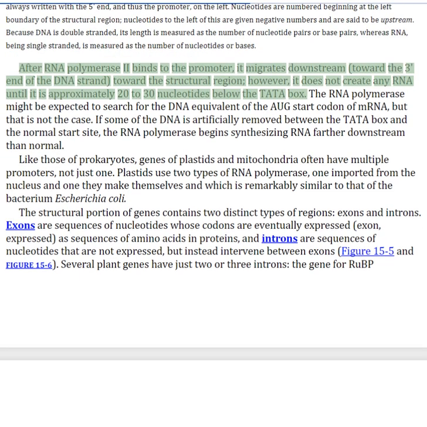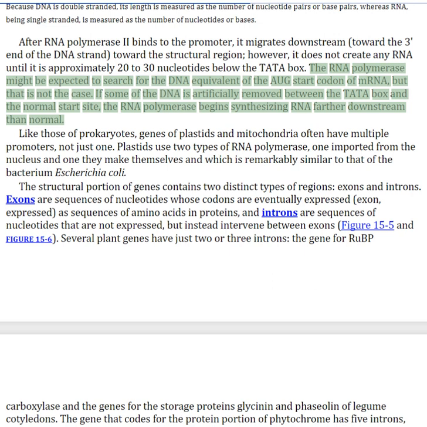After RNA polymerase II binds to the promoter, it migrates downstream toward the structural region. However, it does not create any RNA until it is approximately 20 to 30 nucleotides below the TATA box. The RNA polymerase might be expected to search for the DNA equivalent of the AUG start codon of mRNA, but that is not the case. If some of the DNA is artificially removed between the TATA box and the normal start site, the RNA polymerase begins synthesizing RNA farther downstream than normal.